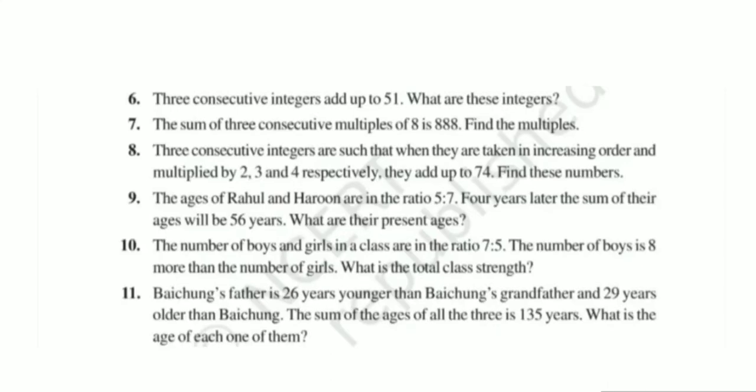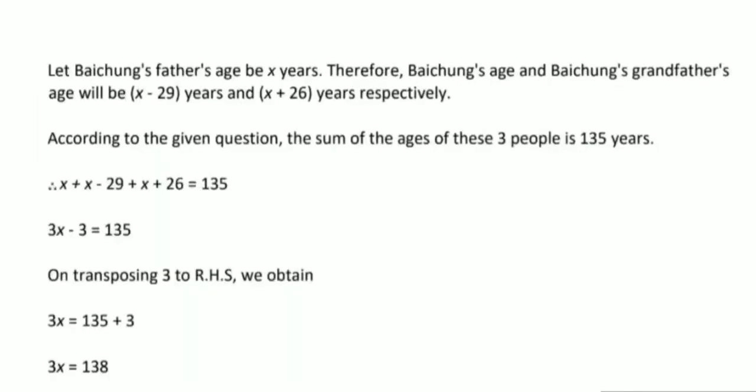Baichung's father is 26 years younger than Baichung's grandfather and 29 years older than Baichung. The sum of the ages of all the three is 135 years. What is the age of each one of them? Let's see the solution. Let Baichung's father's age be x years. So therefore Baichung's age and Baichung's grandfather's age will be x minus 29 years and x plus 26 years.